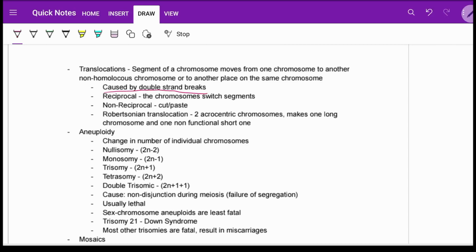We also have different types. So we have reciprocal versus non-reciprocal. Reciprocal is the two chromosomes swap segments when they weren't supposed to. This is not crossing over. This is a bad thing.